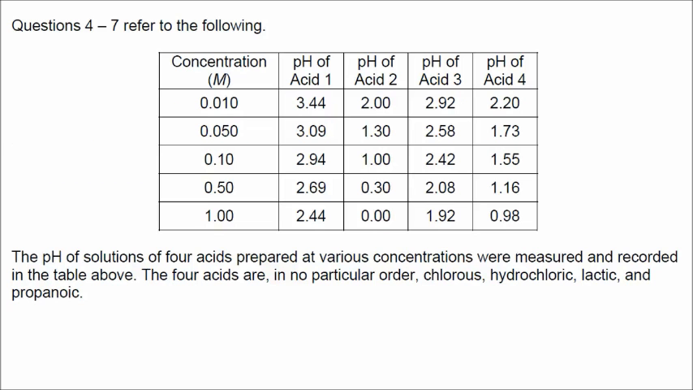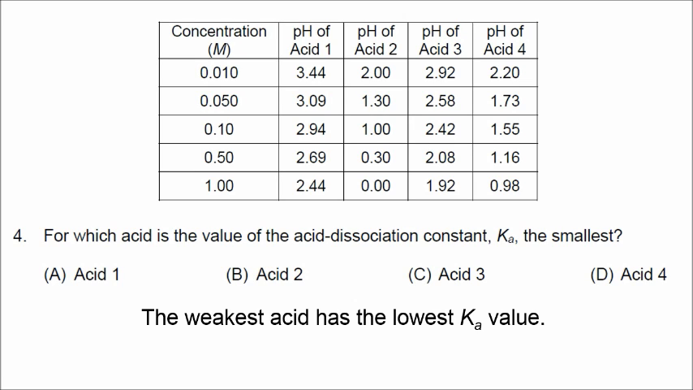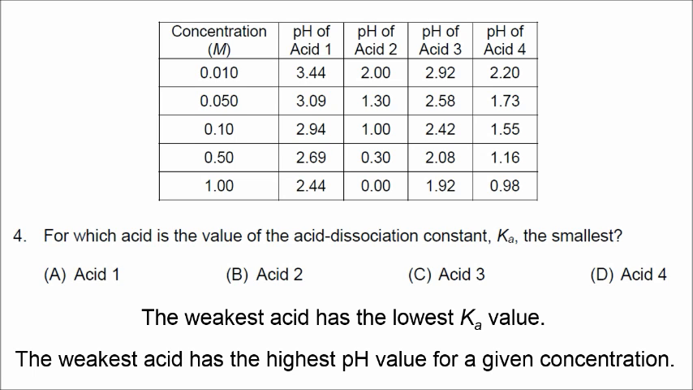Questions 4 through 7 refer to the following table. The pH of solutions of 4 acids prepared at various concentrations were measured and recorded. Question 4, for which acid is the value of the Ka the smallest? Well, the weakest acid is going to have the lowest Ka value, and the weakest acid has the highest pH value for a given concentration. So based on the information in the table, the correct answer is A, acid 1.